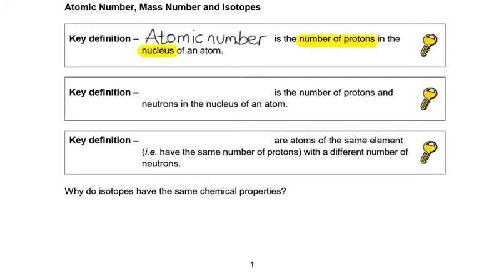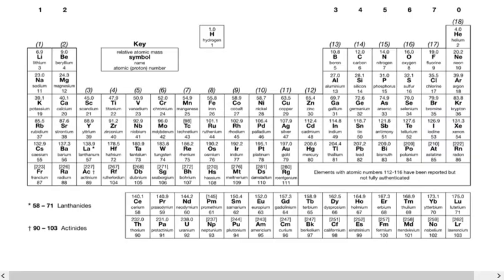atom. So where are we going to find this term, this atomic number? If we look at our periodic table, we can see where to find atomic number. Here is a copy of the periodic table, and we can see we've got a key here, and at the bottom it says that underneath the symbol you will find the atomic number or proton number for the elements.